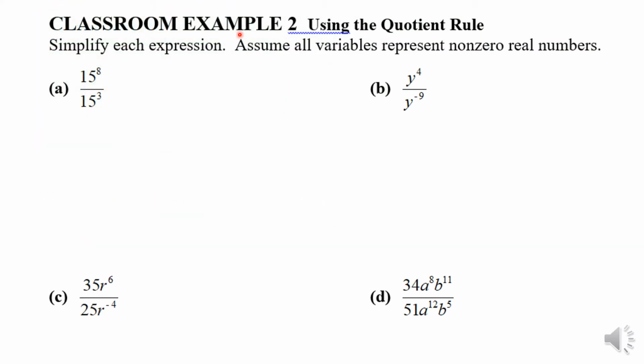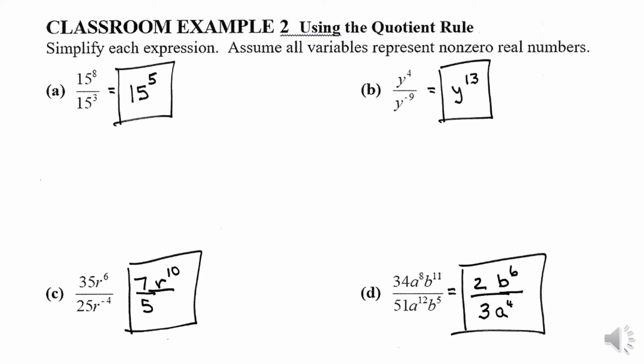Here's classroom example 2. Using that quotient rule, simplify each expression and assume all variables represent non-zero real numbers, so we have no problems with 0 in the denominator. So let's see how you do. Here are the answers I got simplified. Please ask questions if you didn't get any of these correct.